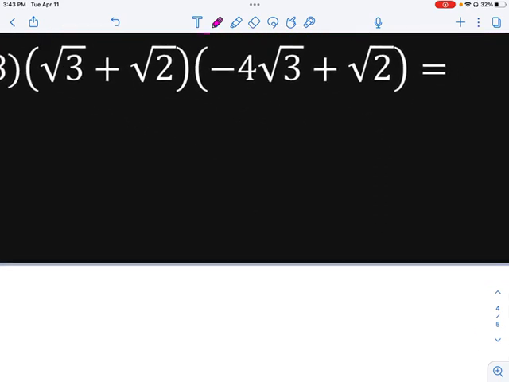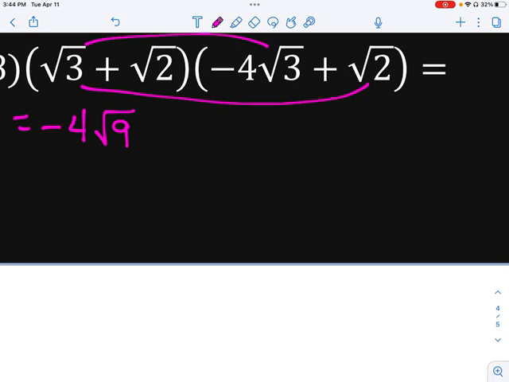Okay, let's try it again with another one. So we're going to start off. We do our first times our first. Notice the 3's inside and the 3's inside, so the negative 4 is going to stay out. Square root of 9. Then I multiply the outside, so 3 and 2 are both inside there, so that's going to stay square root of 6.